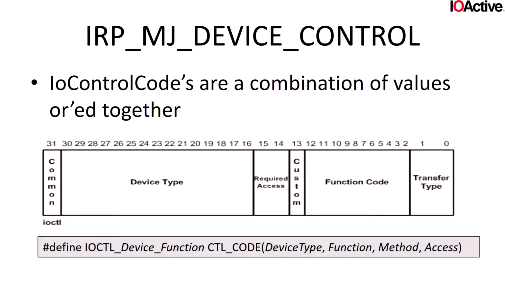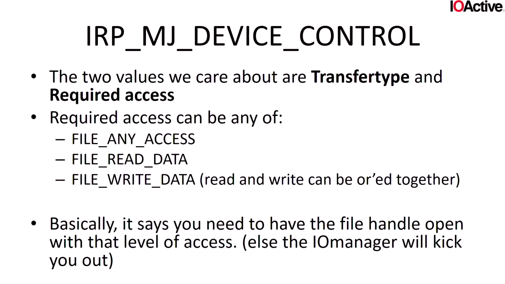Even though it may look like just a number, it's actually split up into several different bits and pieces. From a security perspective, we really only care about two pieces of those, the required access and the transfer type. And so I'll say a little bit about transfer type and the required access. Required access is basically one of three. It says FILE_ANY_ACCESS, FILE_READ_DATA, and FILE_WRITE_DATA.